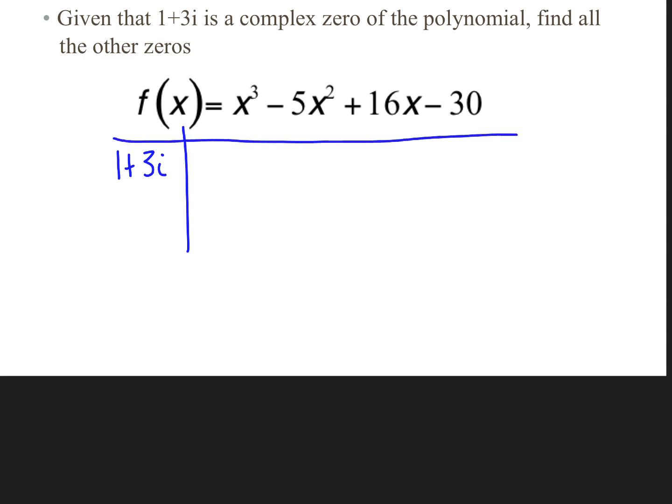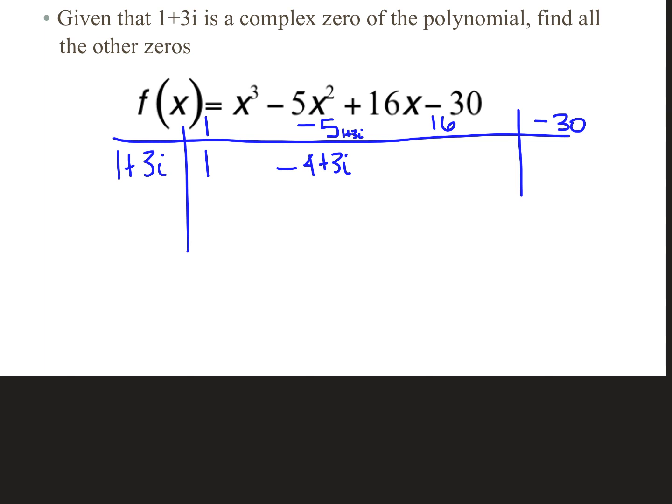Because I know it is, I'm going to send it through synthetic division to depress it. So here's the coefficients: 1, -5, 16, and -30. Notice how I'm spreading them out a little bit, because it may need a little bit more room than usual. So you bring the first number down and you multiply, which gives you 1 plus 3i. Now when you add to what's up there, you have -4 plus 3i.